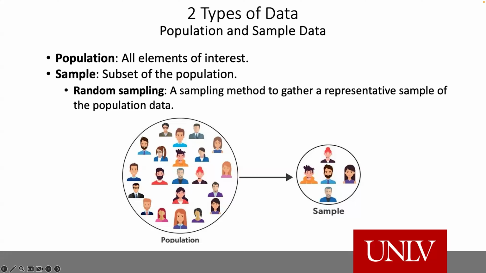To ensure a sample truly reflects the population, we usually use random sampling, where every member has an equal chance to be chosen. And this reduces bias and makes our conclusion more reliable. Understanding the difference between population and sample helps us analyze data correctly and make better business decisions.